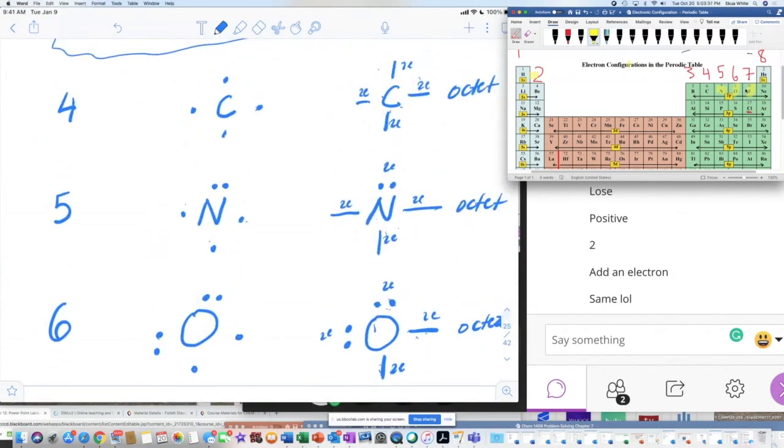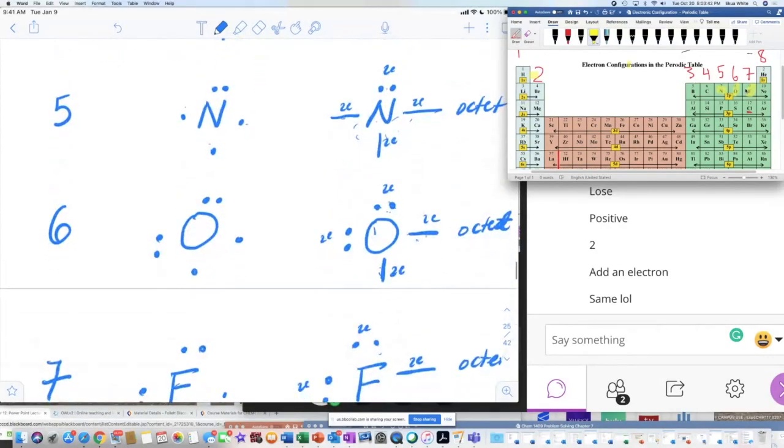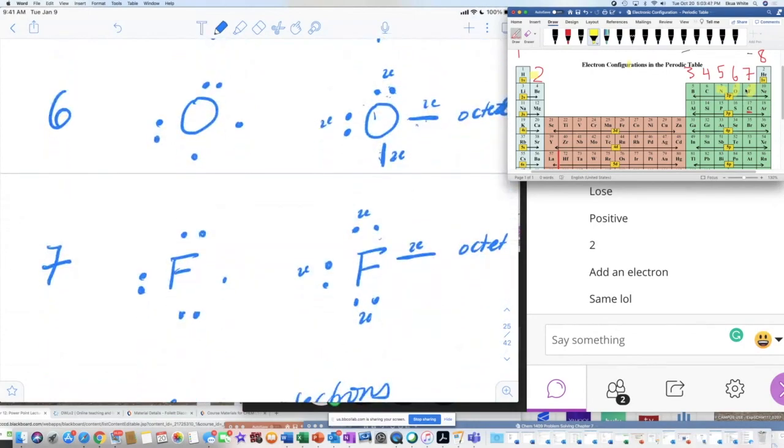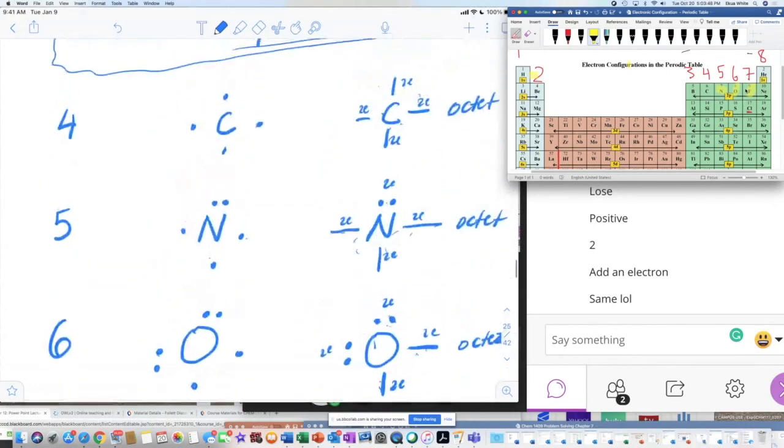Carbon has all 4 groups being single bonds. Nitrogen has 3 single bonds, 1 lone pair. Oxygen, 2 bonds, 2 lone pairs. Fluorine, 1 bond, 3 lone pairs. So you see the pattern here, right? 4 bonds, 0 lone pair.